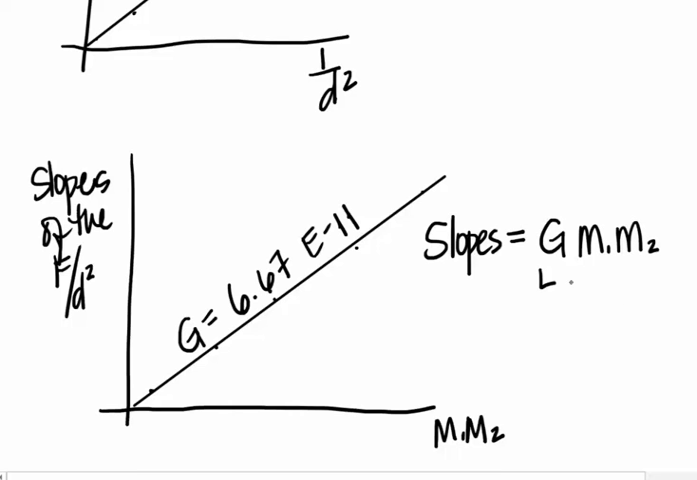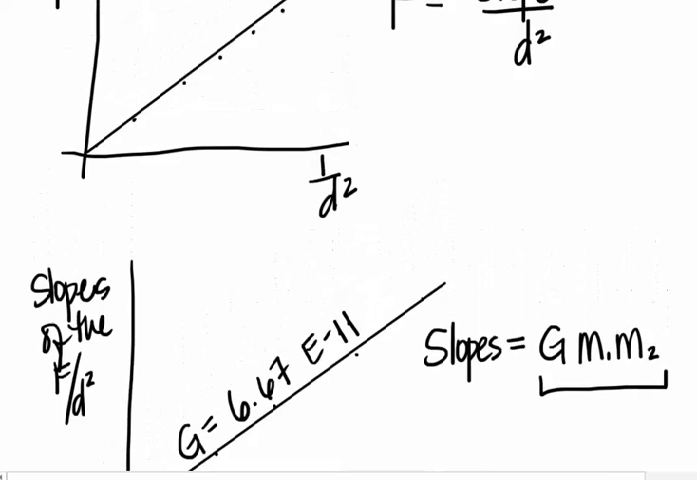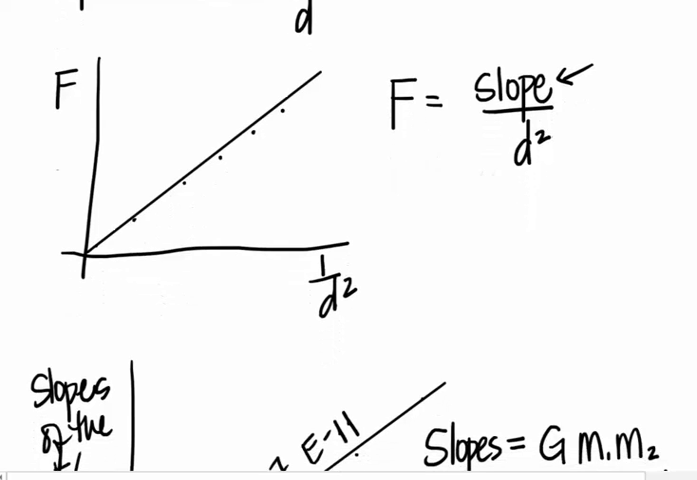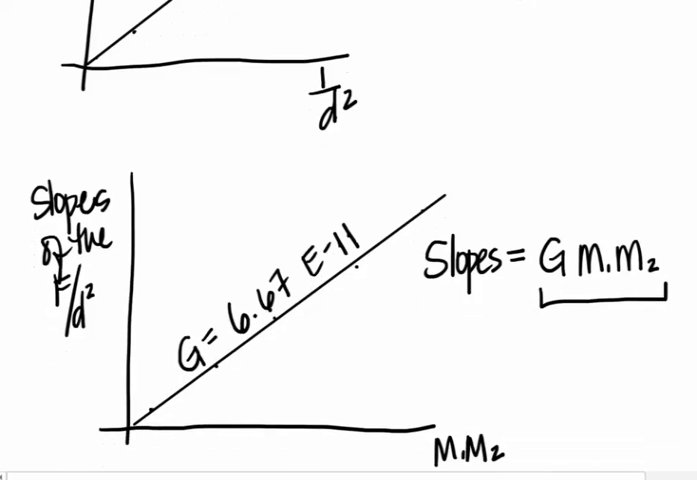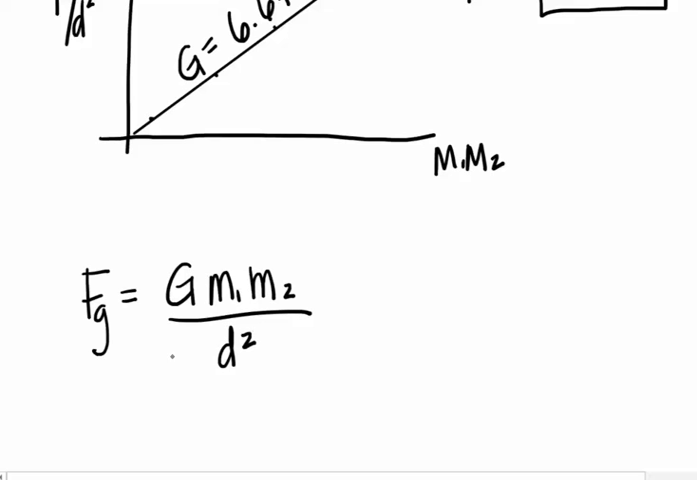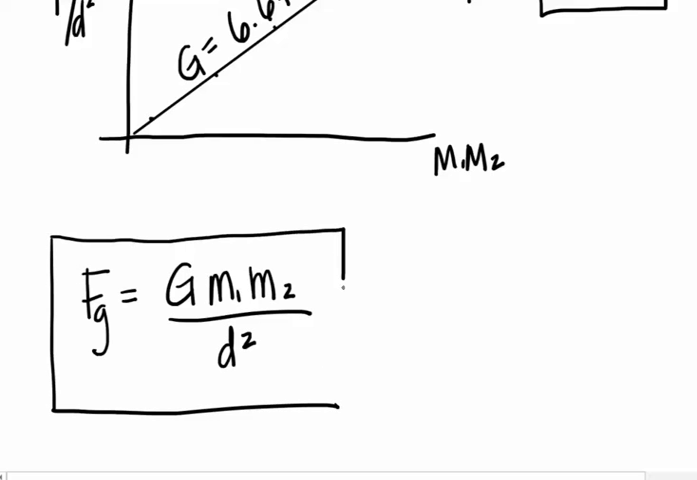Well, if I take this value right here and substitute it back in, I'm going to scroll up, substitute it back in right here, then I will get that the mutual force between the two objects, or their gravitational force, was G m1 m2 over d squared. And that is the gravitational force equation.